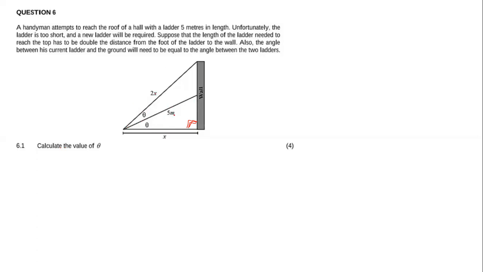But I can see that the small triangle will have two unknowns, which is x and theta. But if we decide to use the bigger triangle, we have 2x and x, whereby x will cancel each other, and therefore the unknown will be theta. So that means we can use the bigger triangle to determine the magnitude of theta. So to answer question number 6.1, on this bigger triangle, we're gonna use the trigonometric ratios.